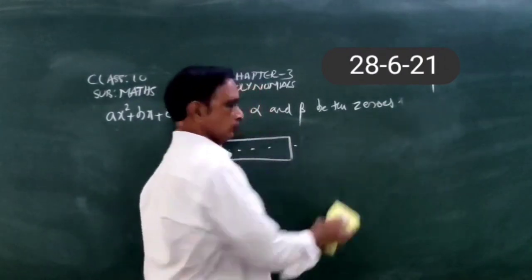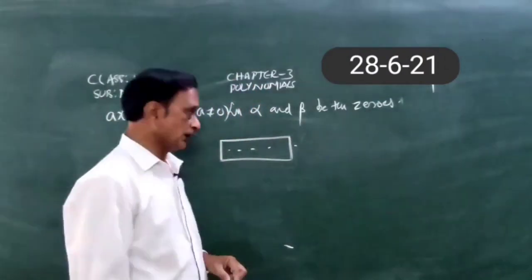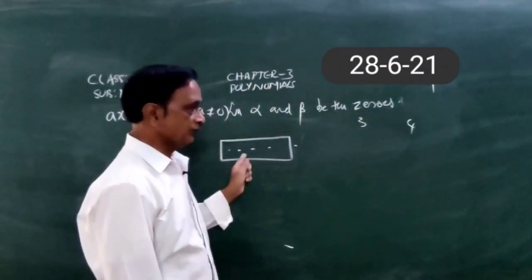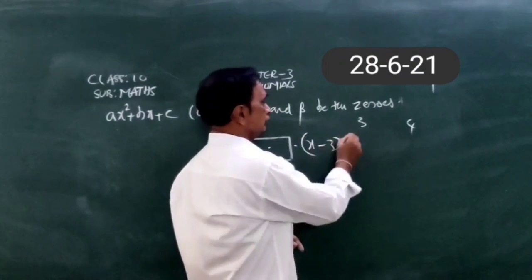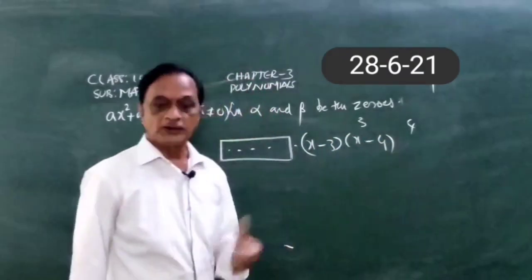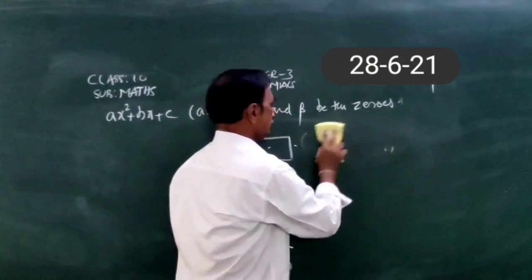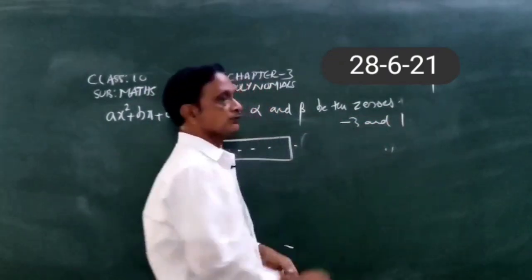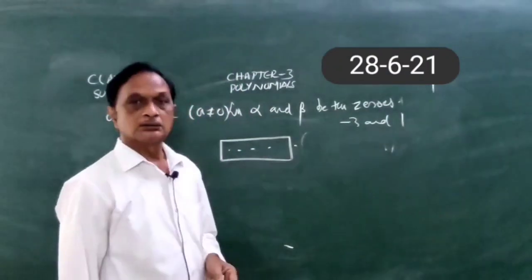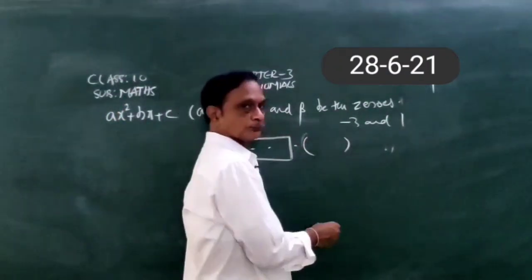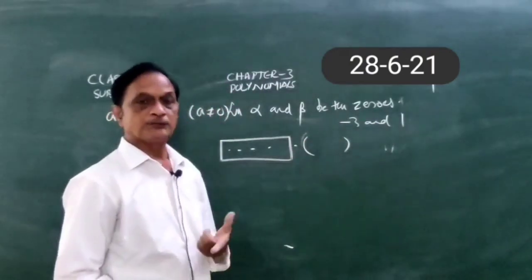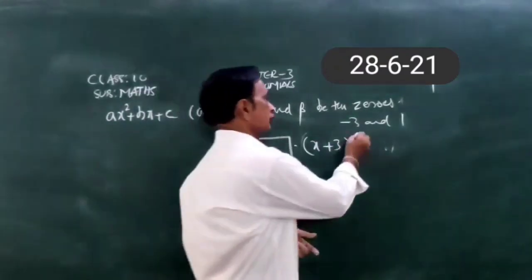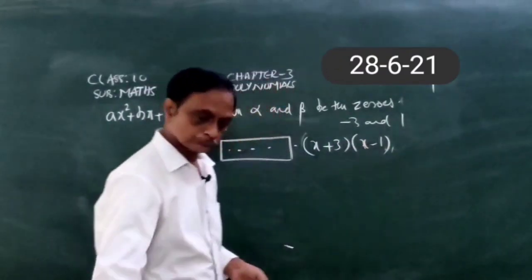Suppose the given quadratic polynomial has 3 and 4 as zeros, can you tell the factors? X minus 3 into x minus 4. Suppose minus 3 and 1 are the zeros of a quadratic polynomial, can you tell the factors? When minus 3 is the zero, what is the factor? X plus 3. When 1 is the zero, what is the factor? X minus 1.